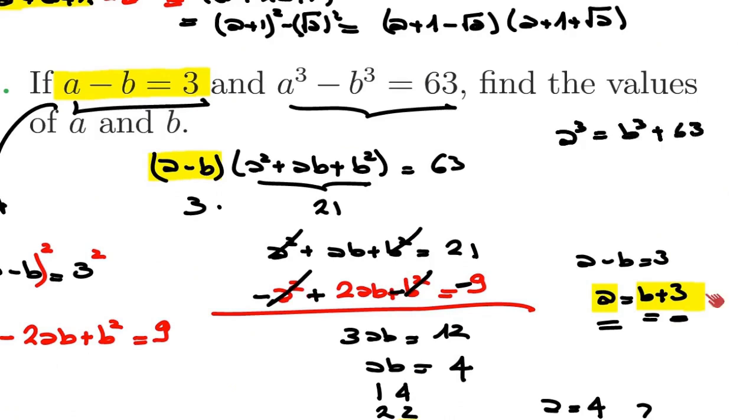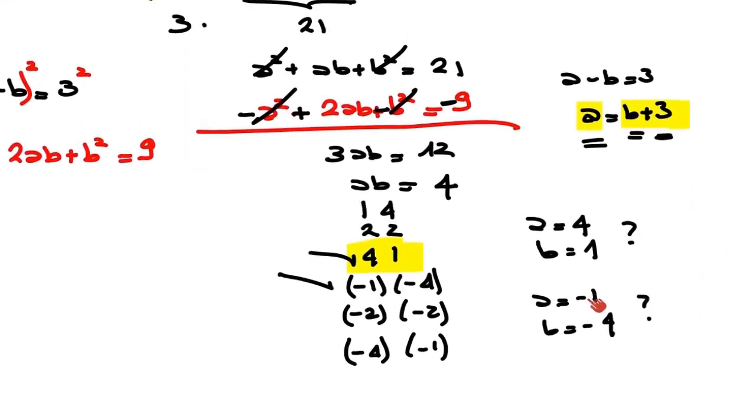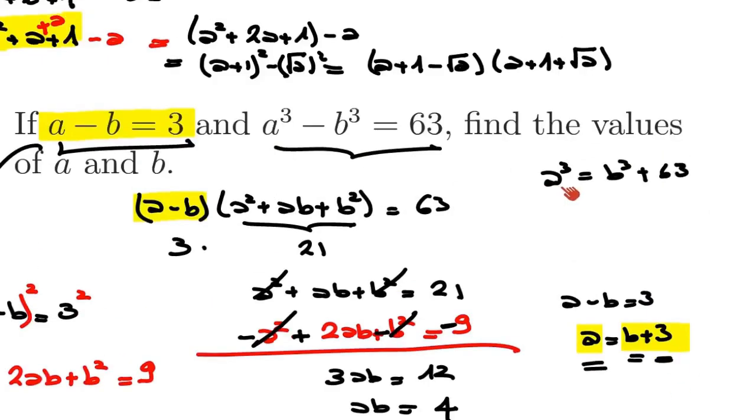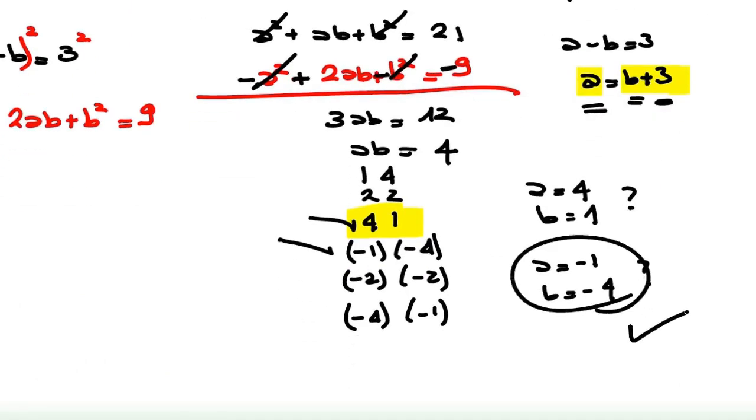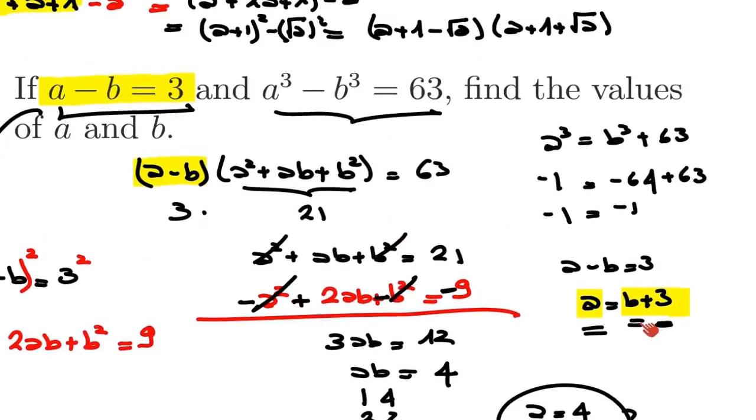Does it work from here? B is negative 4, a is negative 1. When we put negative 1 for a, this becomes negative 1. When we put negative 4, it's negative 64 plus 63. Yes, negative 1 equals negative 1. So that's what happened. Let's check this one. A is 4, b is 1. 4 cubed equals, if we put 1 for b, 1 cubed plus 63. So from here, we also get 64 equals 64.